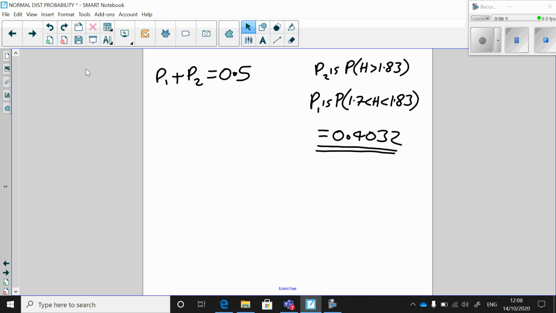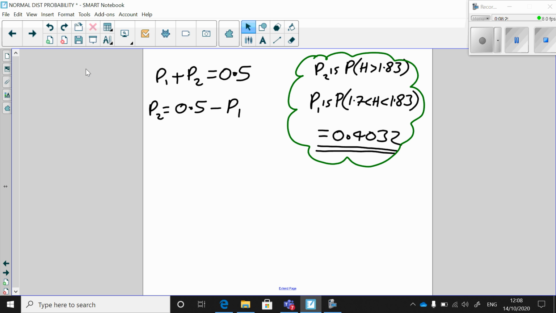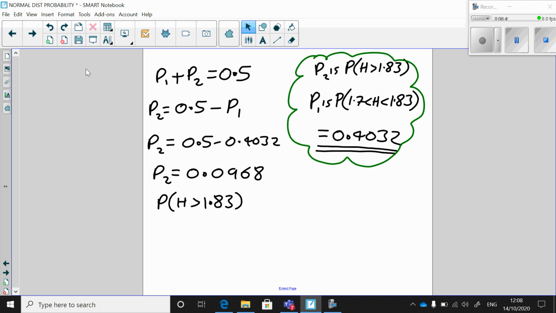Right, okay. We calculated that, we got it from the table. Okay, that's 0.4032. I've isolated P2 because that's what I'm looking for, so it must be a half, take away P1, which we know is 0.4032. Calculator time, put that in the calculator. So our value of P2 is 0.0968. Okay. So that means the probability of our heights greater than 1.83 is exactly that.